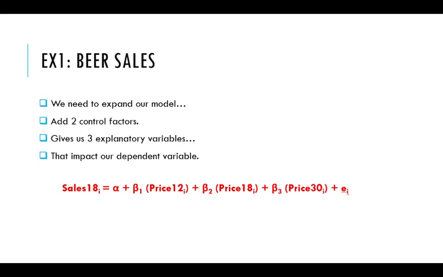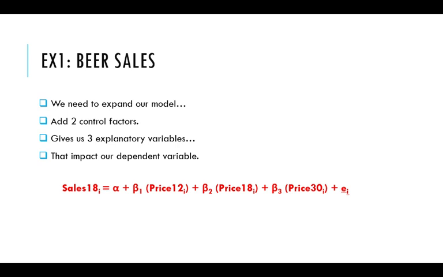So I can write out an equation that looks like this. Sales of 18 packs is equal to alpha, some intercept, which just moves our fitted line up and down. We've got beta 1, which is going to capture our coefficient related to the price of 12 packs, and beta 2 is going to be our coefficient related to the impact of the price of 18 packs, and beta 3 is going to be our coefficient related to the price of 30 packs.